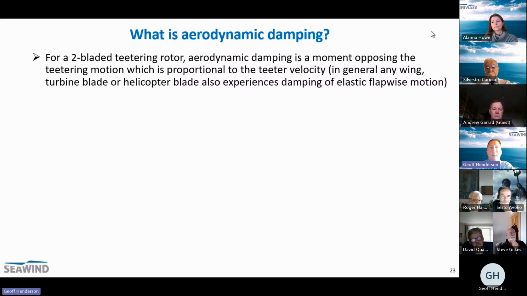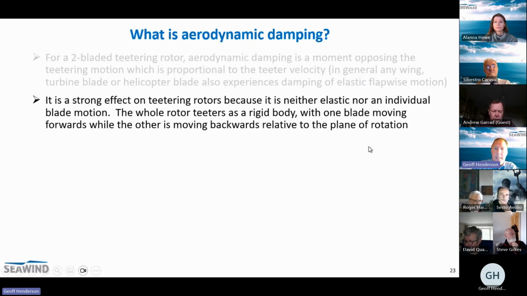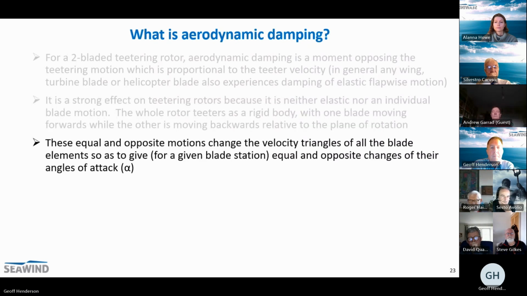In general, any wing also experiences damping of flatwise motion, but the important point is that it's a particularly strong effect on teetering rotors because it's neither elastic nor an individual blade motion. The whole rotor teeters as a rigid body with one blade moving forwards while the other is moving backwards.